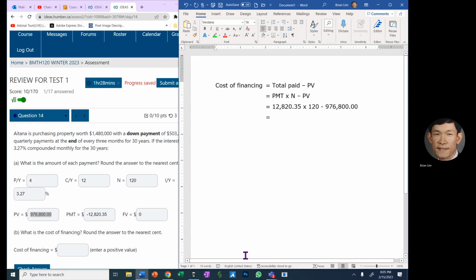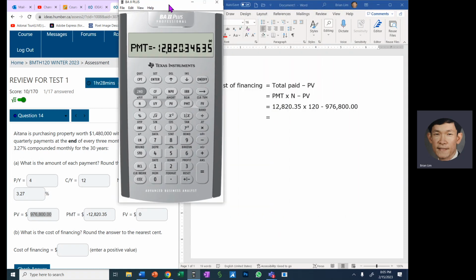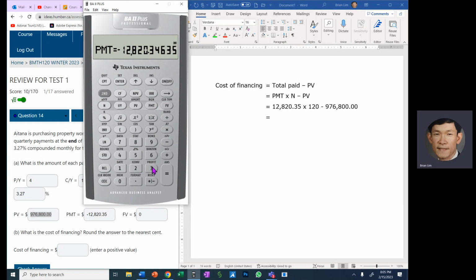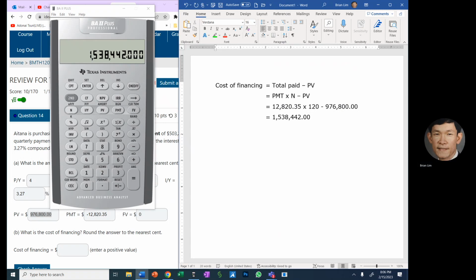Let's see what happens. Okay, so let's get the calculator, and we can do some calculation. We have the payment up there, but we can enter it manually. 12820.35. That's wrong. It's 2 decimal places. We multiply by, we could have recalled n or just multiply by 120 because we know what the number is. And that is the amount we end up with for the total paid, $1,538,442.00. Now we subtract the amount that was borrowed.